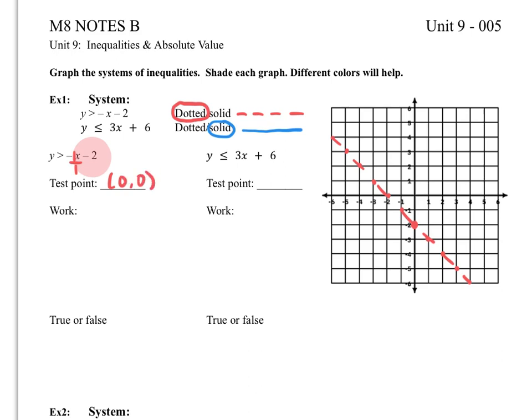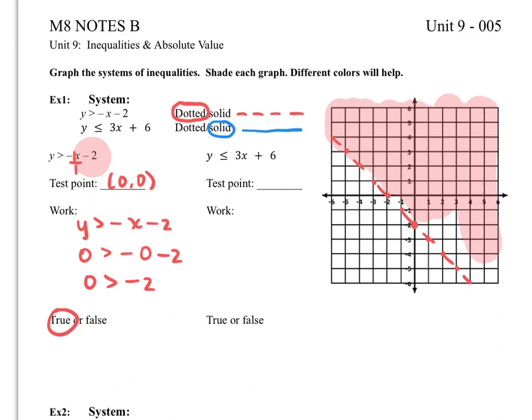And I have some room for work right here, which means I'm going to be replacing both y and x with 0. So here's that original inequality, and so then it's going to be 0 is greater than negative 0 minus 2, which is going to be 0 is greater than negative 2, and that's true. So that means my origin is part of my solution. So I'm going to color in this side with red. Now, what we did yesterday was a single inequality where we only had one of these.